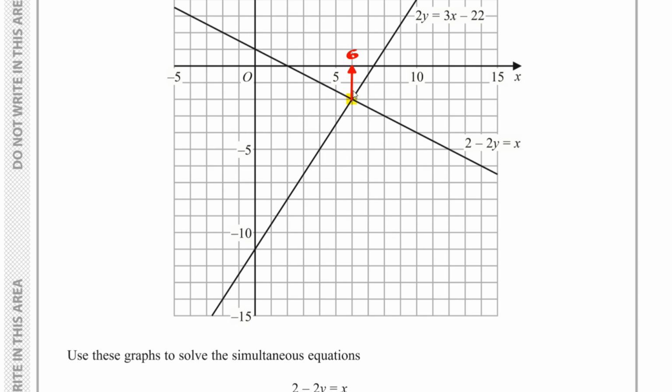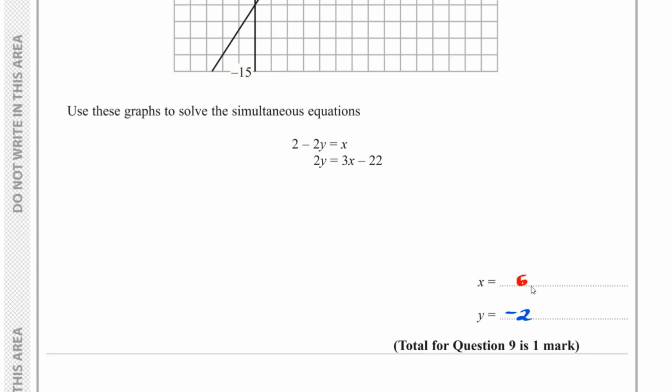You can see here we have an x coordinate of 6, a y coordinate of -2. So we have solutions x equals 6, y equals -2.